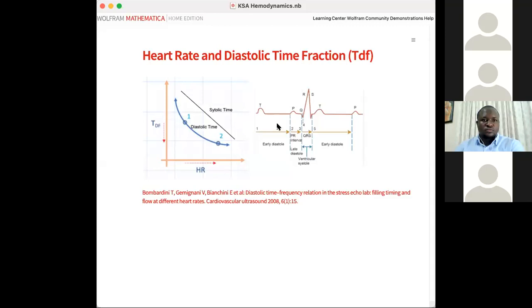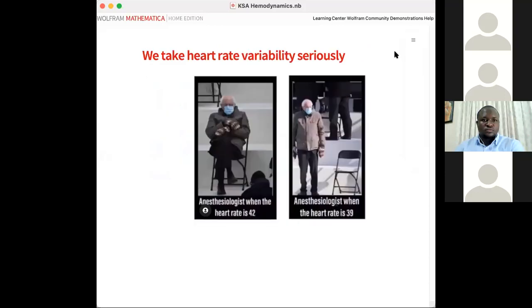Your diastolic time is very important because the heart is perfused in diastole, and the heart is also a pump, so it is denied enough time to fill. So basically, tachycardia will reduce both your cardiac filling and even perfusion. So tachycardia, I think, should be treated with the same urgency as a bradycardia. And of course, as anesthesiologists, we take heart rate variability seriously.